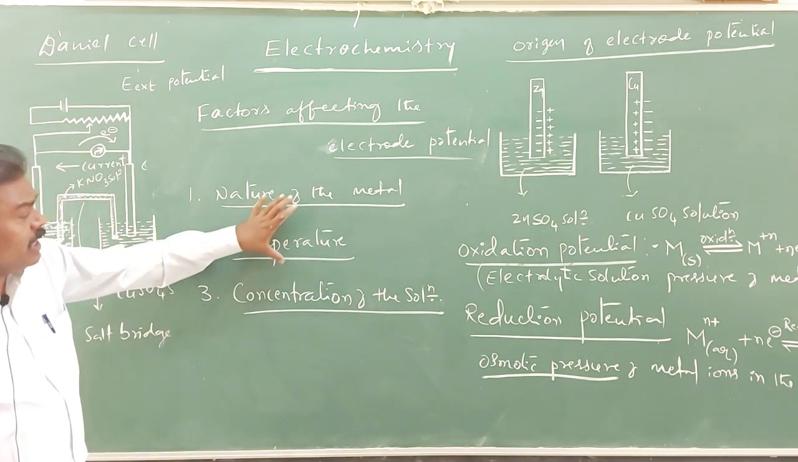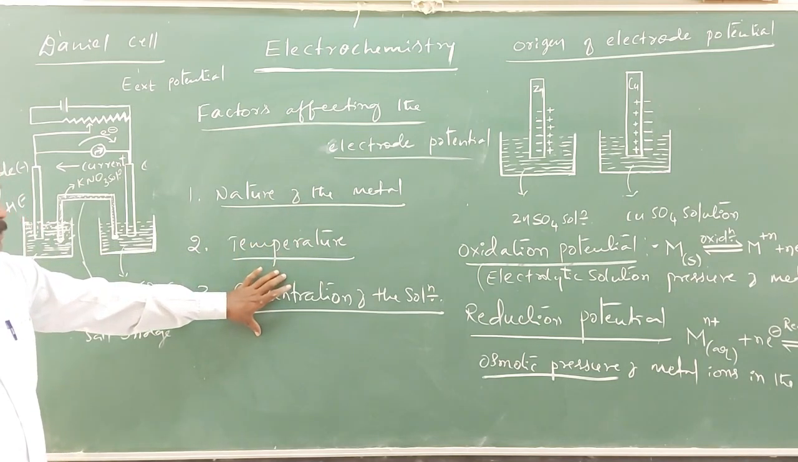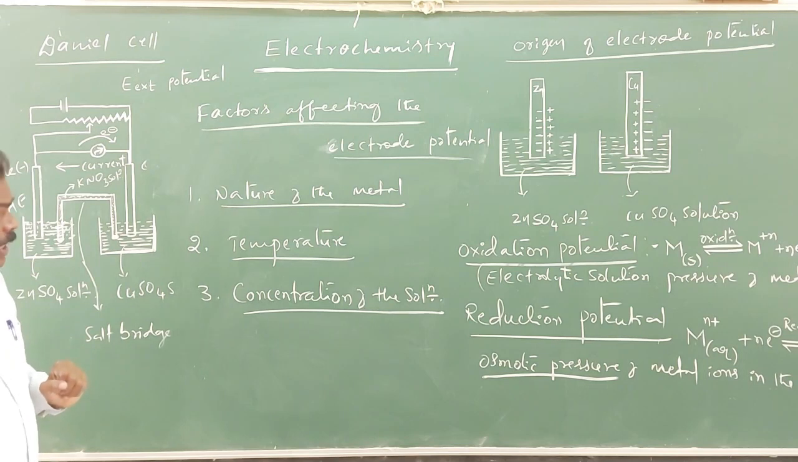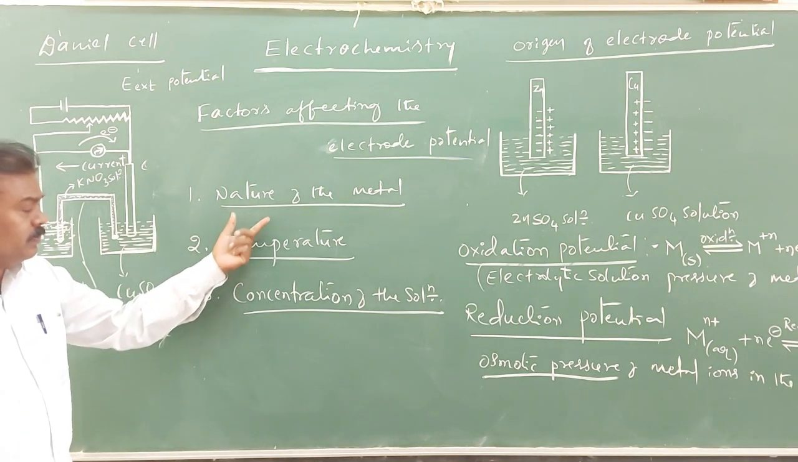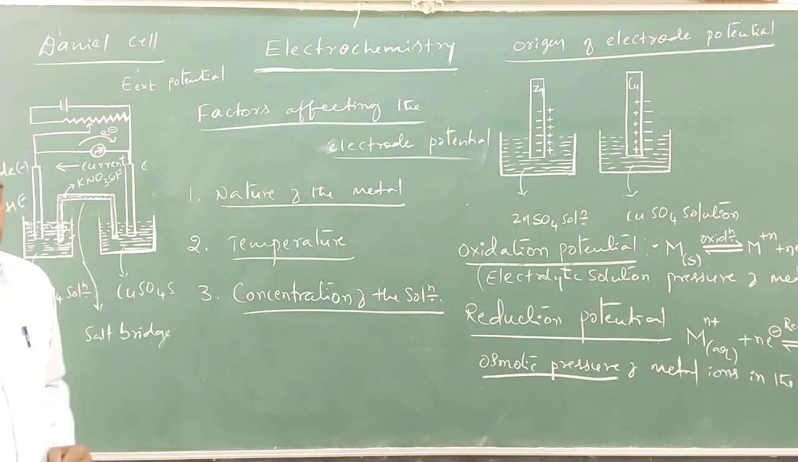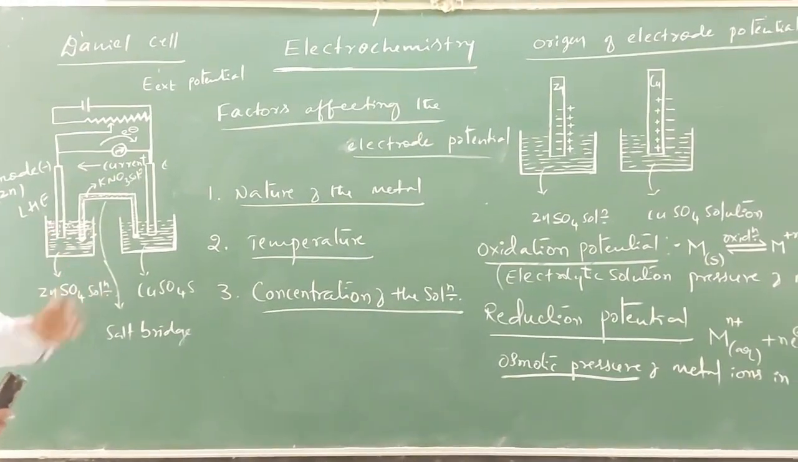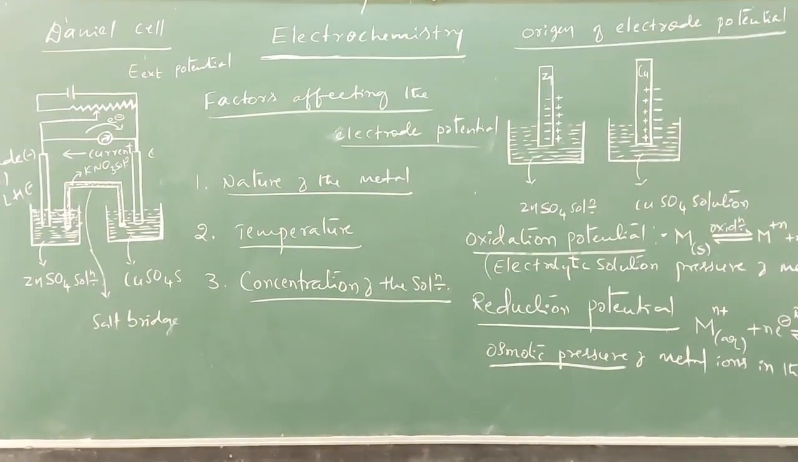In that way, these are the three factors on which the electrode potential depends: nature of the metal, temperature, and concentration of the solution. So this is about electrode potential, origin of electrode potential, and the factors affecting the electrode potential.